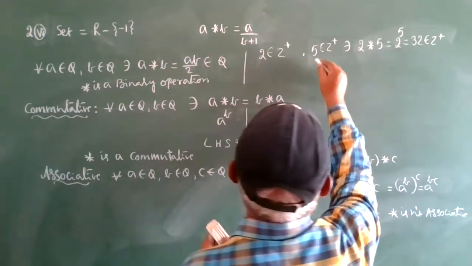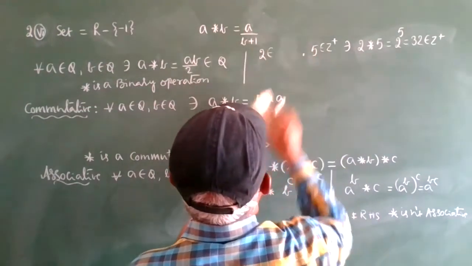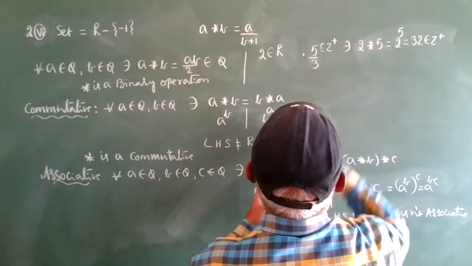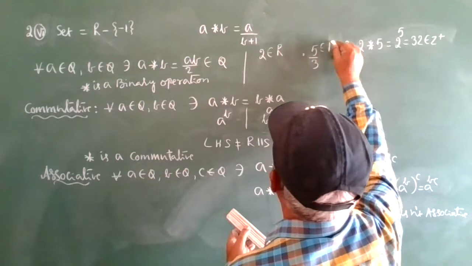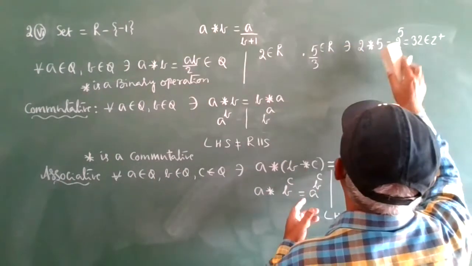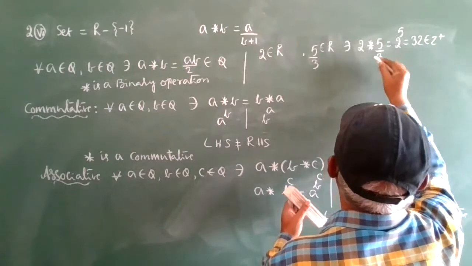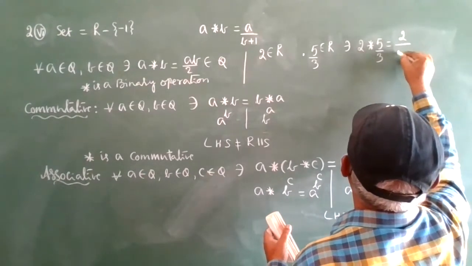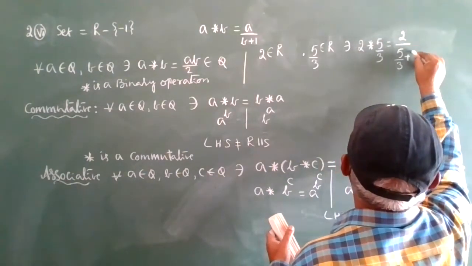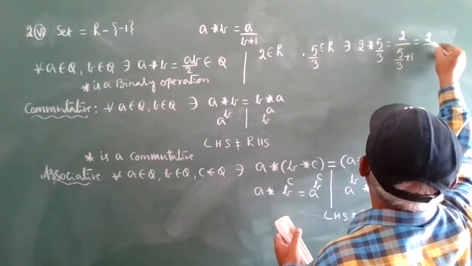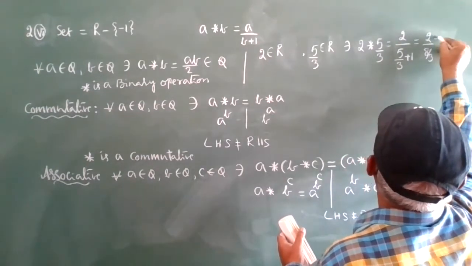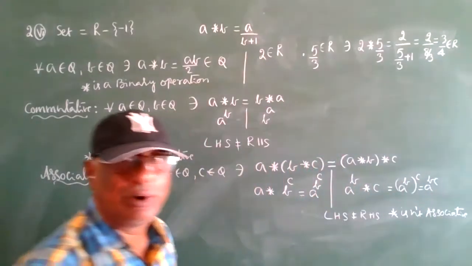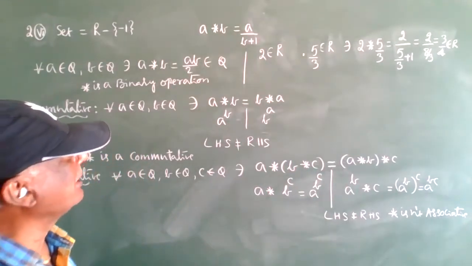Take 2 belongs to R and 5 by 3 belongs to R. So 2 star 5 by 3, first element by second element plus 1, that is equal to 2 by 5 by 3 plus 1, so 6 by 8, simplification gives 3 by 4, belongs to R. Therefore, it is a binary operation.